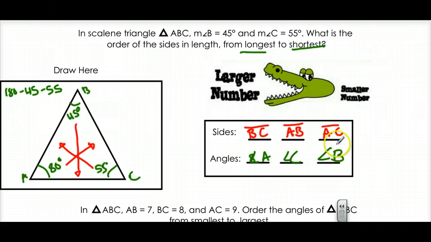Now, we actually have to start using greater than or less than symbols. And remember, the alligator always eats the larger number. He's always hungry for the larger number.